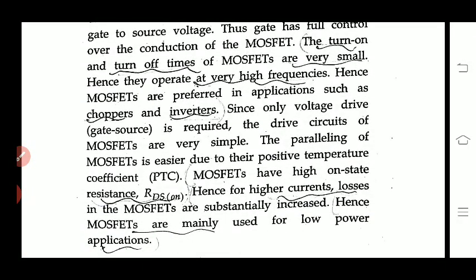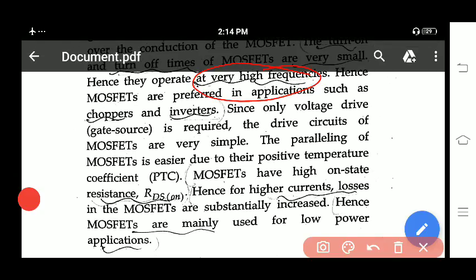And what is the difference you can find between BJT and MOSFET? Here the turn on and turn off speed is high. In BJT the turn on and turn off speed is low, so because of that you will get some delay. So that will have a low frequency, but this MOSFET will have high frequency. Because of this, it is used in choppers as well as inverters.